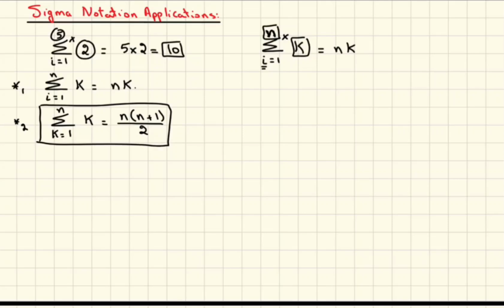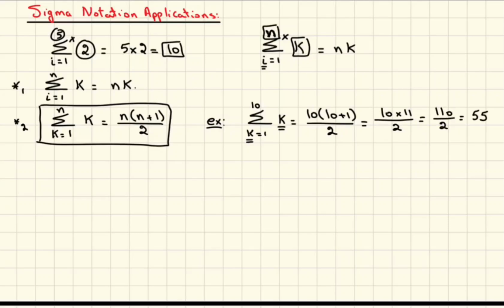Now if I look at this one and I tell you sigma from k equals 1 to 10 of k, here and here we have the same variable. In this case, instead of doing 1 plus 2 plus till we reach 10, we can apply the rule directly and do 10 multiplied by 10 plus 1 over 2, and in this case we get 10 multiplied by 11 over 2, which is 110 divided by 2, and the answer is 55.